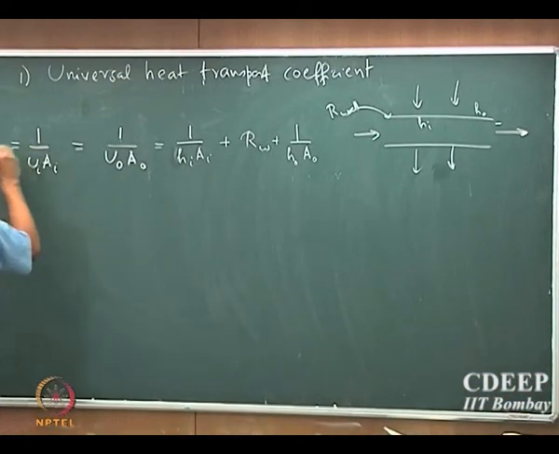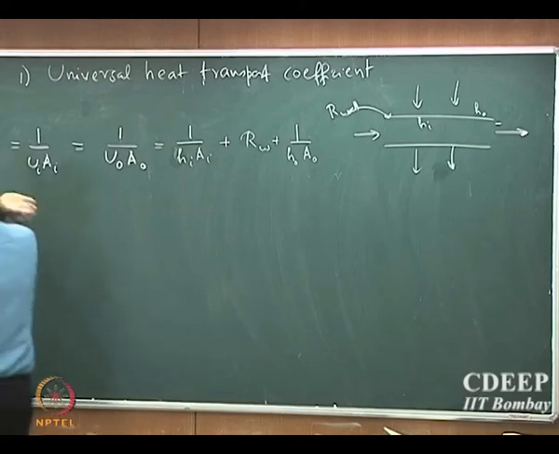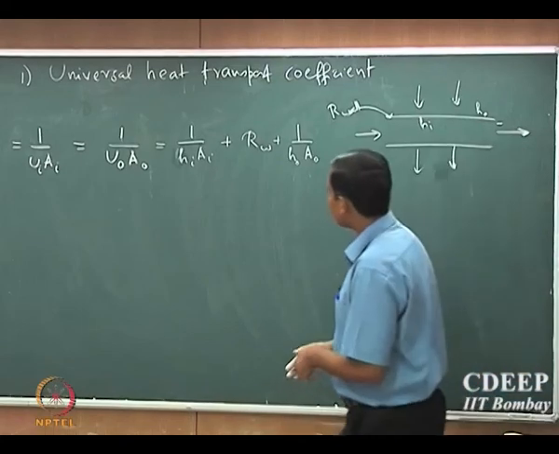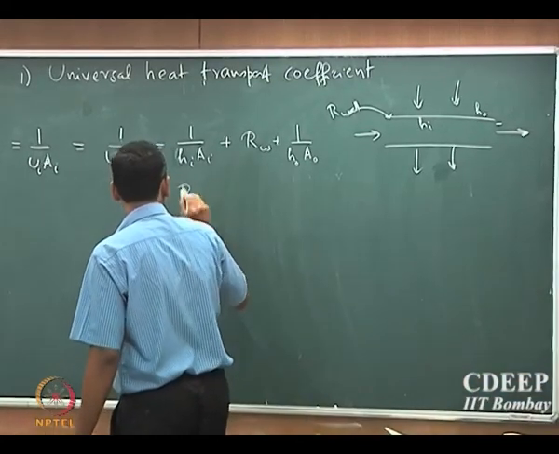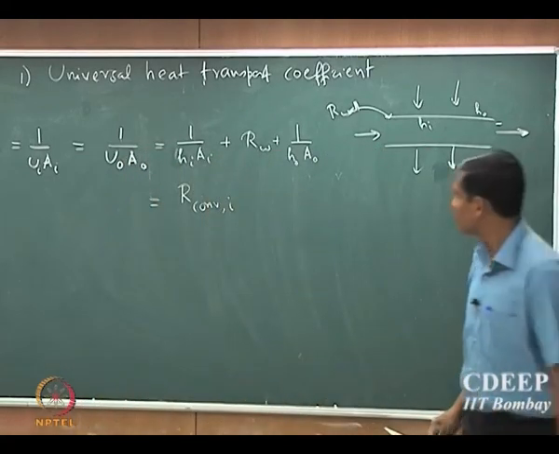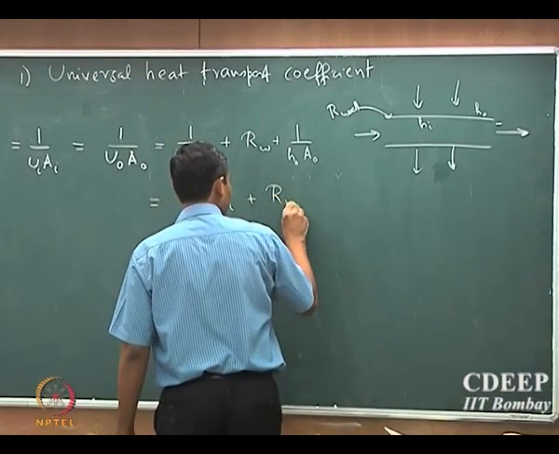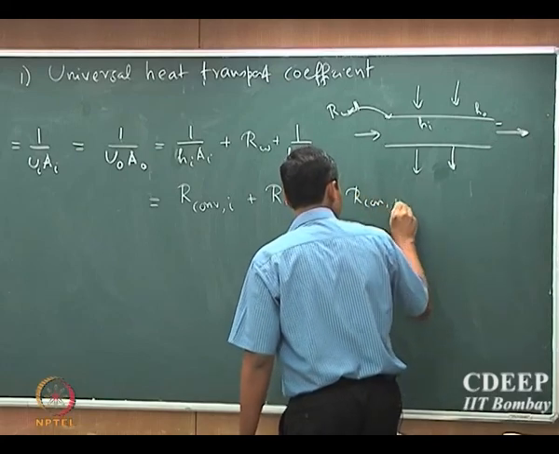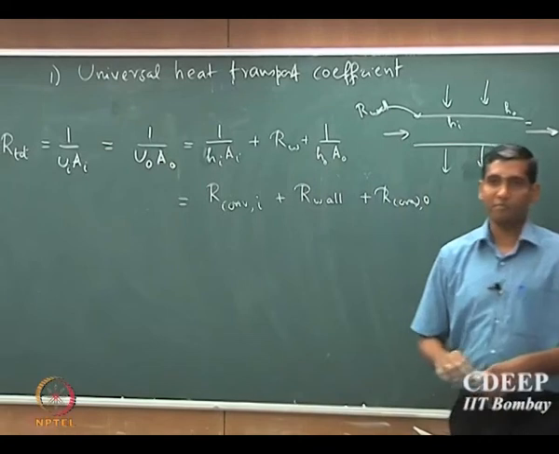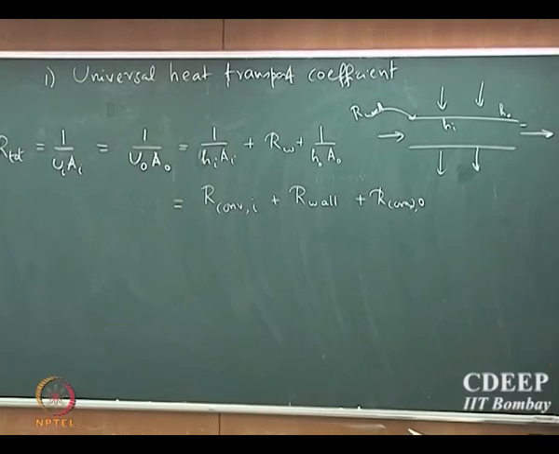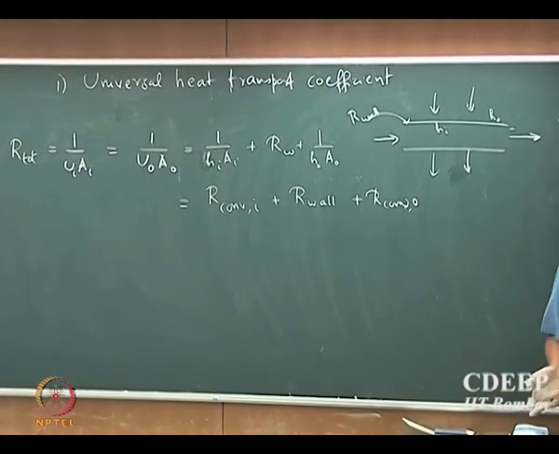So, 1 by UiAi is something like a total resistance. What is the total resistance offered for heat transport? That should be equal to the resistance offered for convection driven transport inside the tube, plus the resistance offered by the wall for heat transport, plus the resistance offered by convection outside the tube. So, that tells you the effective resistance for heat transport from the inside to the outside or vice versa, depending upon where the hot fluid is flowing.